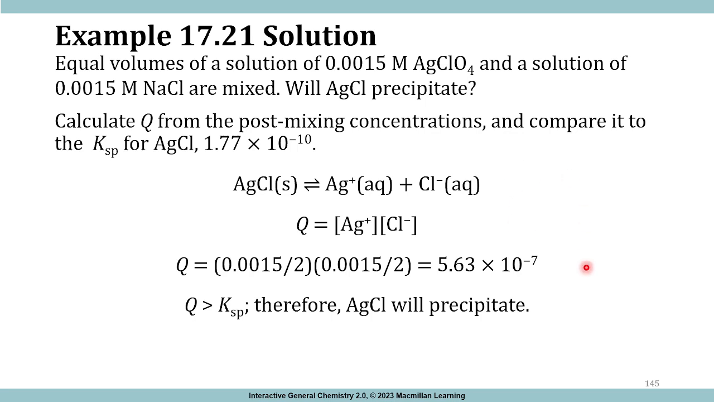So what I then need to do is look at my KSP value. My KSP value is 1.77 times 10 to the negative 10. That value right there is a smaller value than the value I have, isn't it? So what does that mean? That means this Q value is going to need to go down until it reaches KSP. And that means my ions are going to join together to form silver chloride until I reach Q equals KSP. And this is going to cause precipitation.